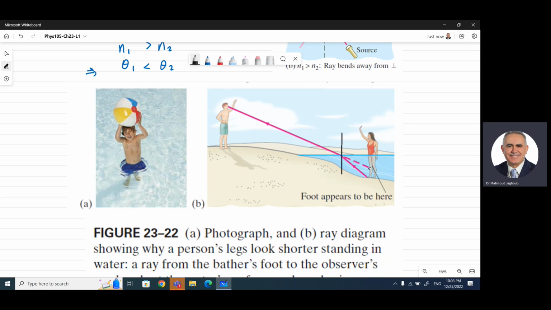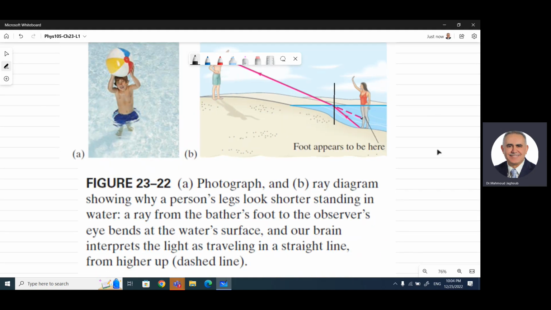Why does this happen? Because when light is refracted into air coming from water, it bends and it bends away from the normal. So when you see it, you think you extend this ray backward in a straight line and you think it's coming from here. And that's why you see things to be shallower than they really are.